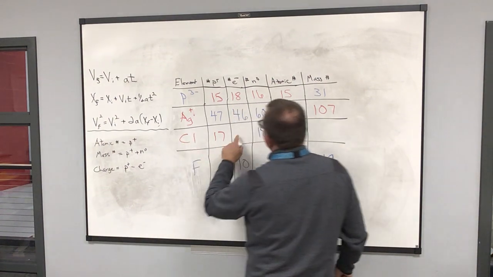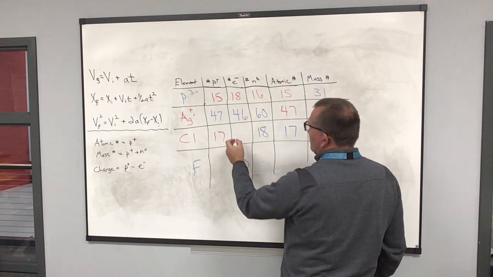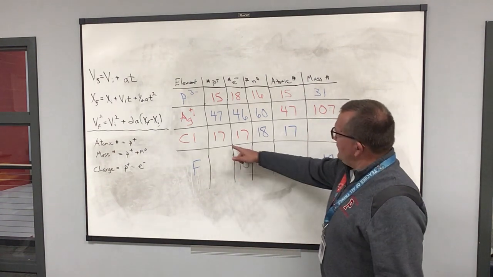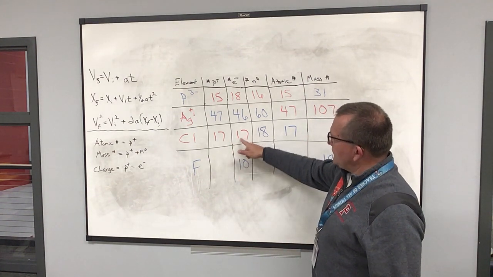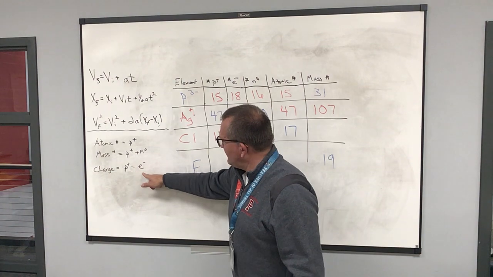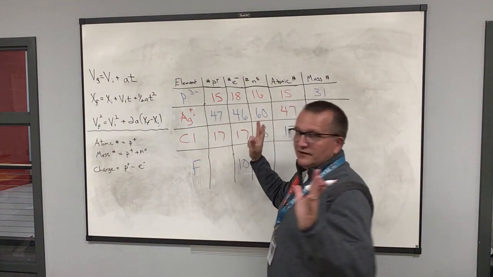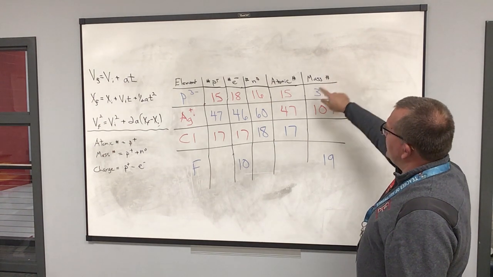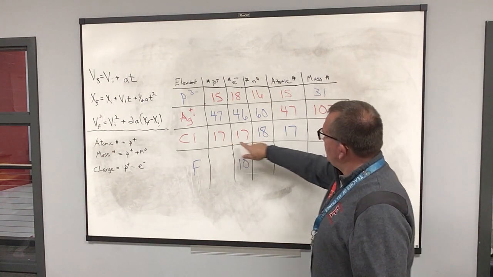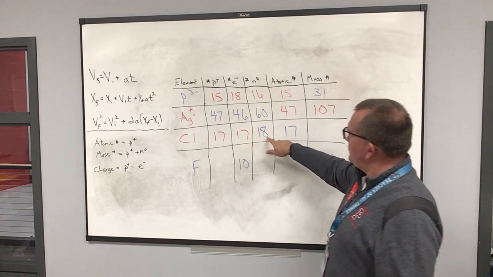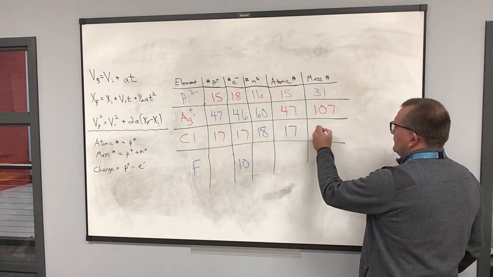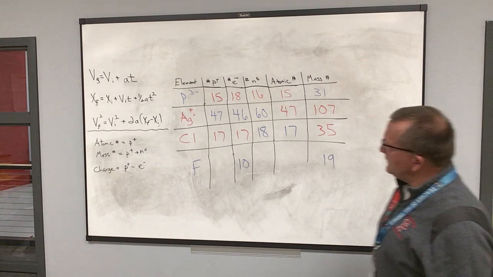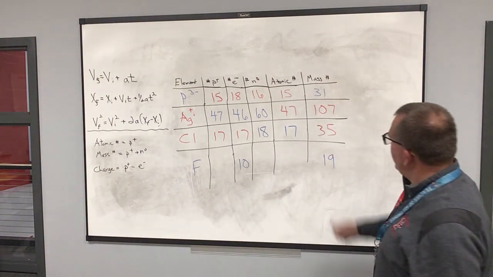Does it have a charge? I don't know, because the electrons I can make whatever I want. I'm going to make it easy. I'm going to make that 17. If protons are 17 and electrons are 17, 17 minus 17 gives me a charge of 0. I just leave it as is, a Cl. Mass number, protons plus neutrons, 17 plus 18, 35.